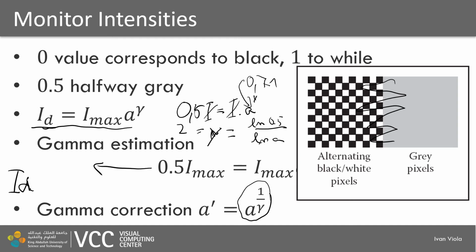So instead of this term, which is shown here, we will have the intensity of a display equal to I max times A to the power of 1 divided by gamma, powered by gamma. And by this gamma correction, we will have a correct 50% gray value in the middle.